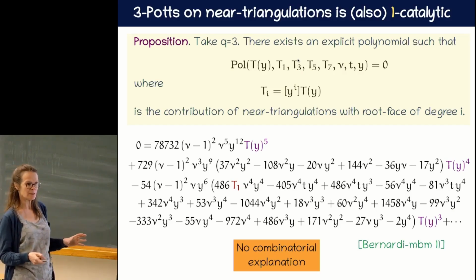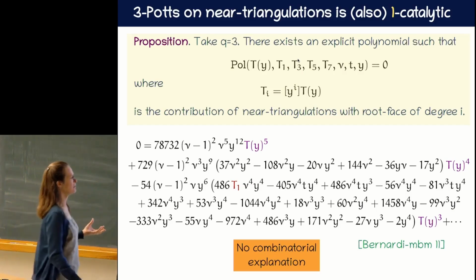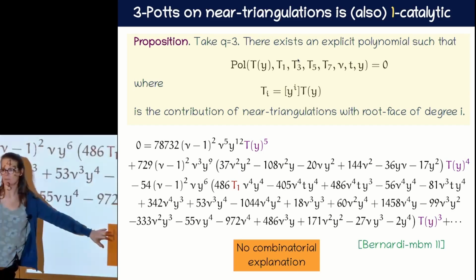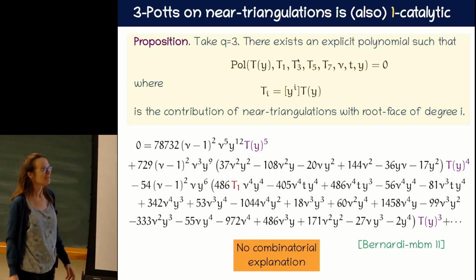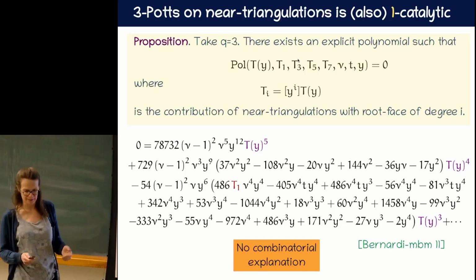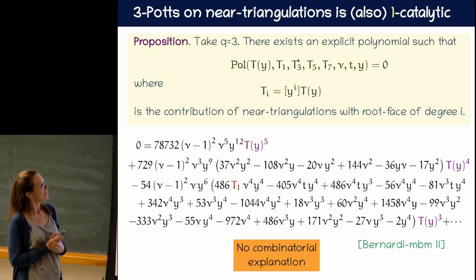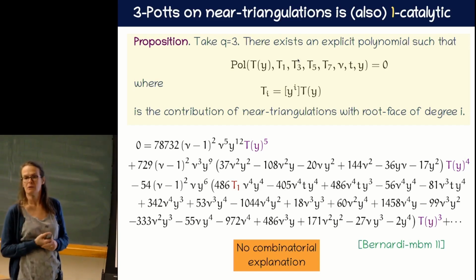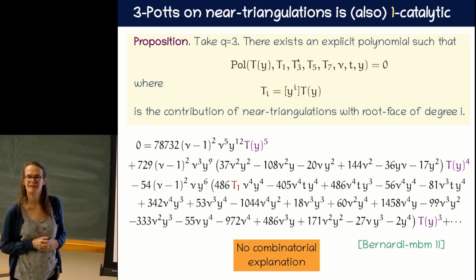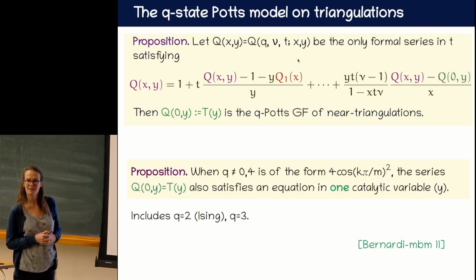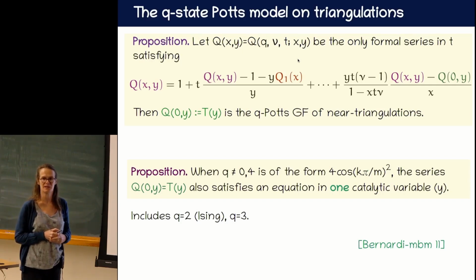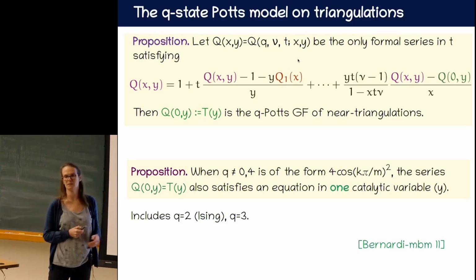Needless to say, in contrast with the previous case, we have no combinatorial explanation at all, direct, I mean, of this equation. But still, we have one equation with one catalytic variable. So now you may wonder, okay, yes? Yes, it is explicit. This equation is explicit. It gets bigger when m gets bigger.